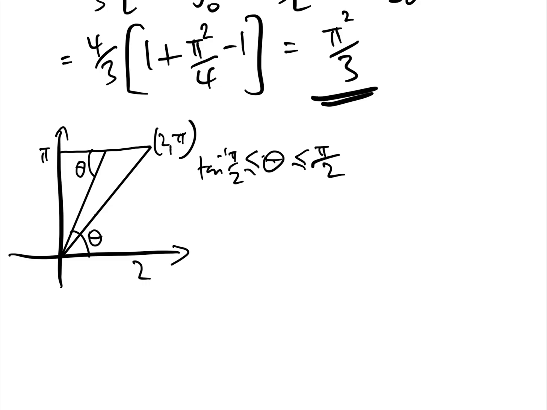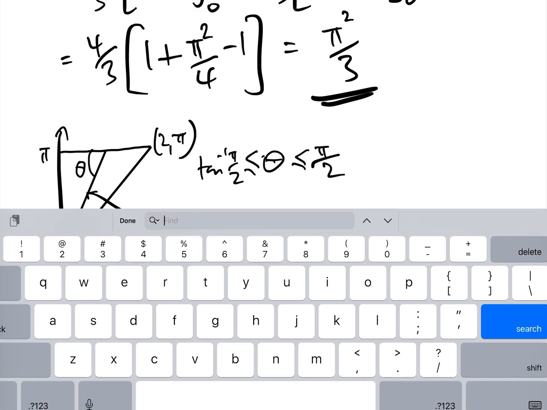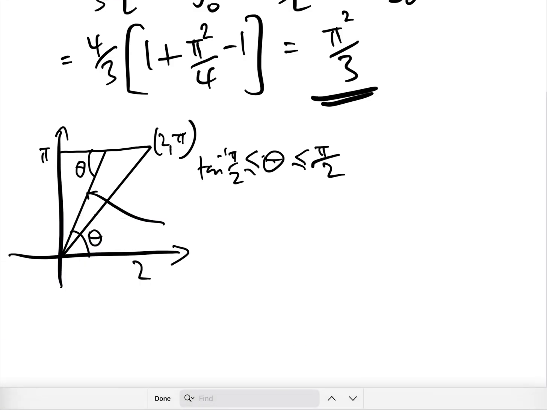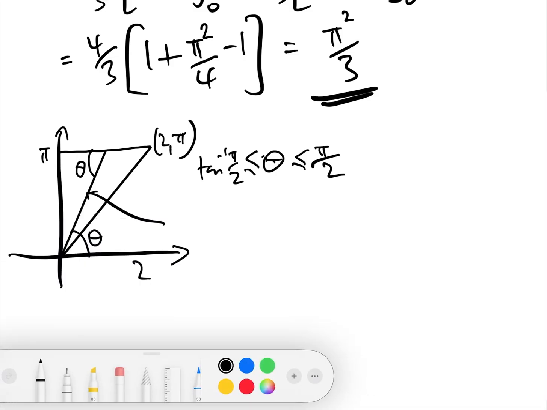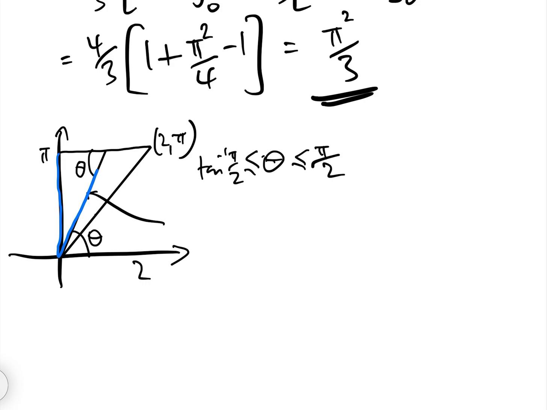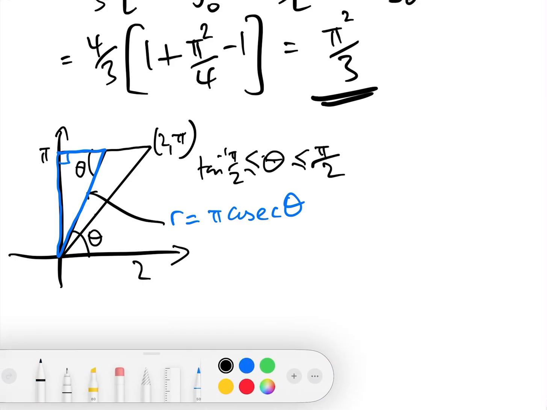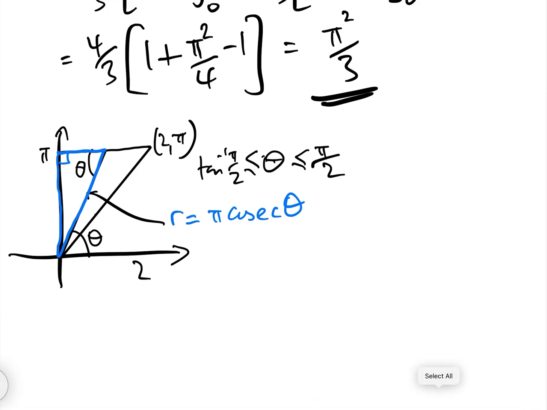That's theta sorted out. What about r? Well, if we look at this r here, we're now looking at this triangle here. So r now equals pi cosec theta from this right angle triangle here. Okay, so now we have r will go from 0 to pi cosec theta.